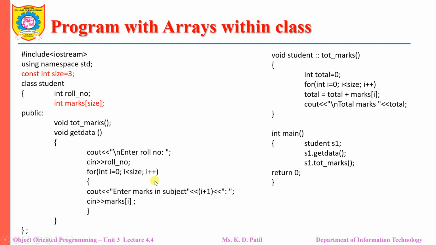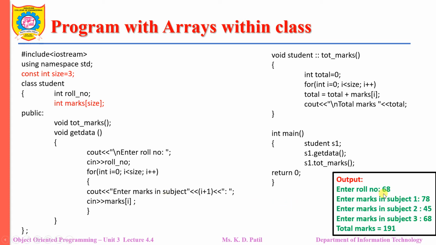So within the for loop I will accept the marks from the user. Let me accept the marks of subject 1 as 78. The roll number of this student is 68. After that I have accepted the marks of subject 2 as 45 and marks of subject 3 as 68. Now the array size has been reached, that is 3, so my for loop will terminate.